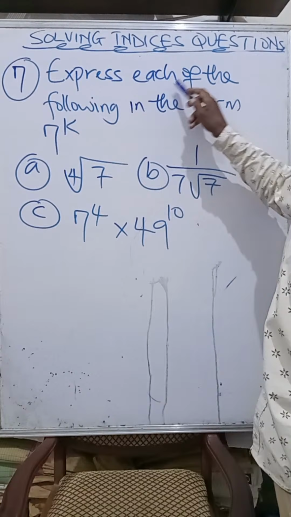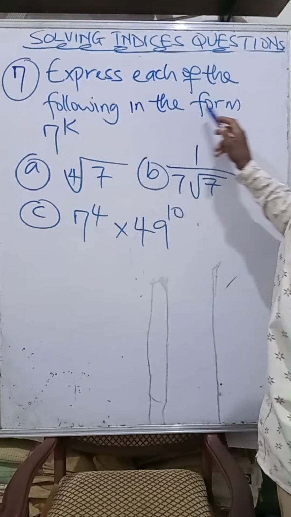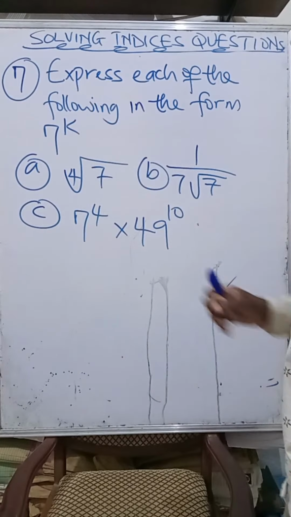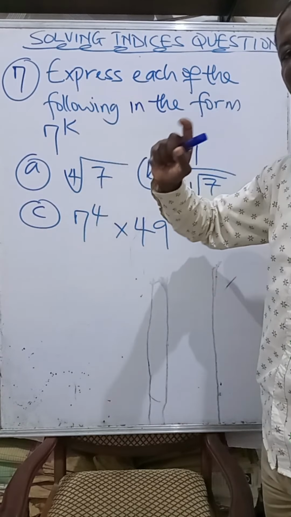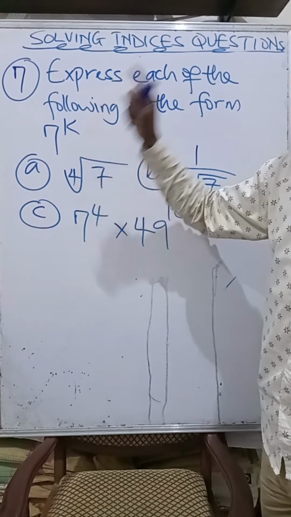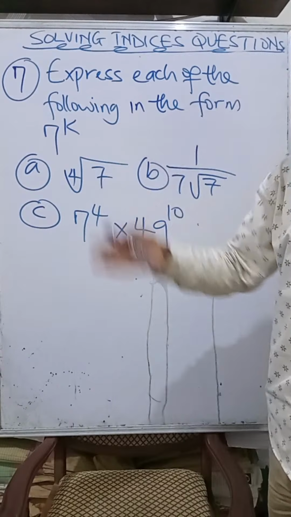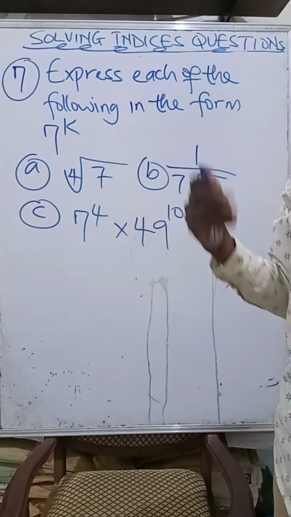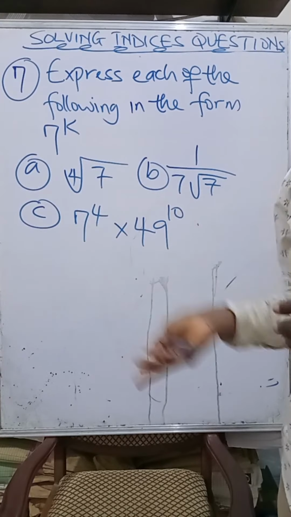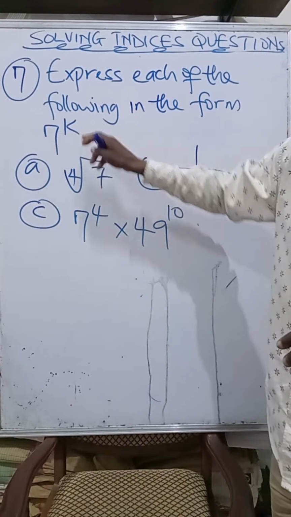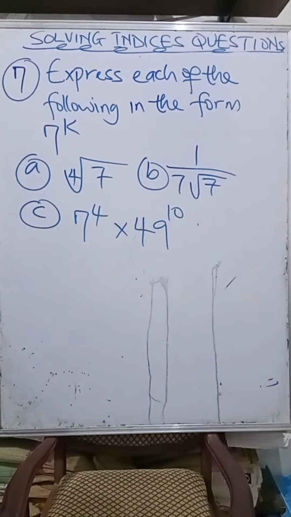Express each of the following in the form 7 to the power k. So that's the format. Your answer must be in the form of 7 as a base and a power. The meaning of that k is that k could be a fraction, could be a whole number, could be negative, could be positive. So we are told to express it in this format. So let's look at the first one.